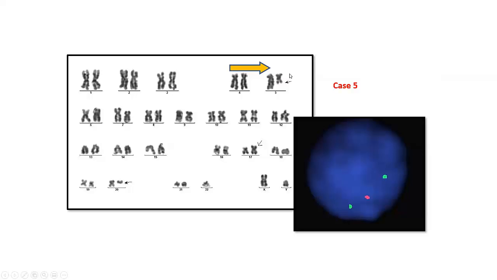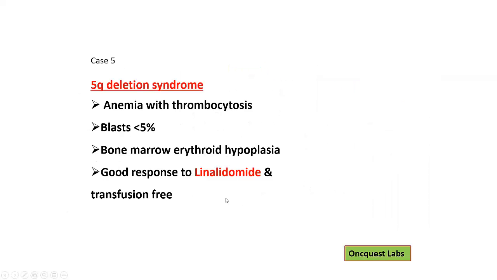Now, this is one type of MDS which can easily be diagnosed on morphology, and it can be confirmed on cytogenetics or FISH studies. The importance is that there is a very good response to lenalidomide, and these patients become transfusion free. That is the most important thing. These cases present with refractory anemia, and many of them present with thrombocytosis. This particular case also had anemia with thrombocytosis, blast cells less than 5%, and marrow erythroid hypoplasia, with no hyperplasia at all.